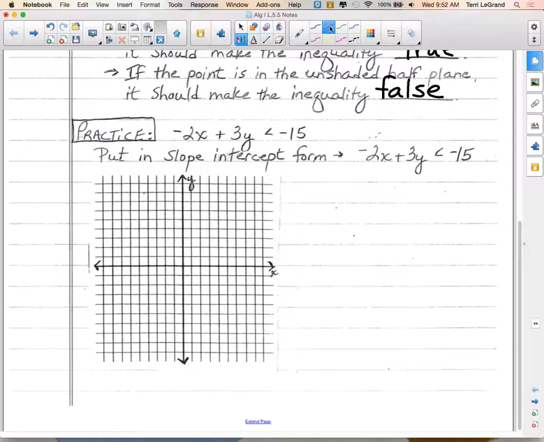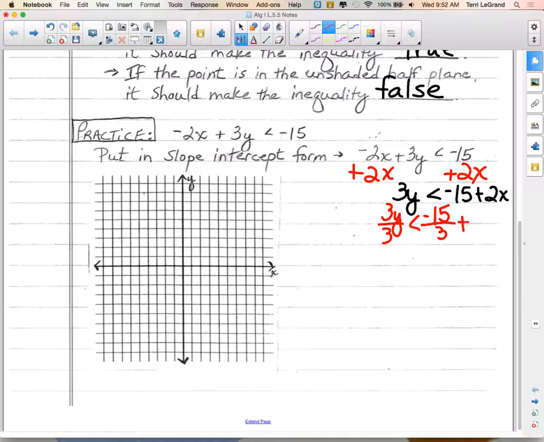Add 2x. We need the y eventually to be alone, so we add 2x to get it out of there. So now we're going to have 3y is less than negative 15 plus 2x. What would our next move be, Chase? Divide every piece by 3. So 3y gets divided by 3, negative 15 gets divided by 3, 2x gets divided by 3.